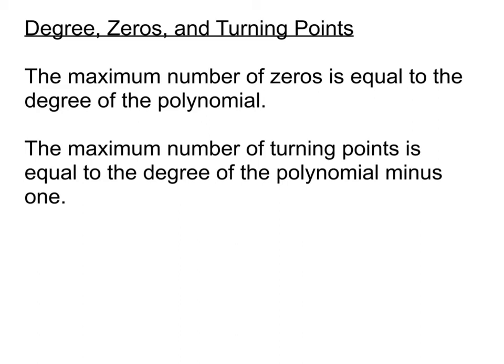And that second part, the maximum number of turning points is always equal to the degree of the polynomial minus one. Now do note, we're talking about the maximum numbers. So it doesn't mean that every polynomial has exactly that many, but it's up to that many zeros and turning points. All right, so make sure you have this down and noted so that you're going to be able to use this on the assignment and remember it for later as well.